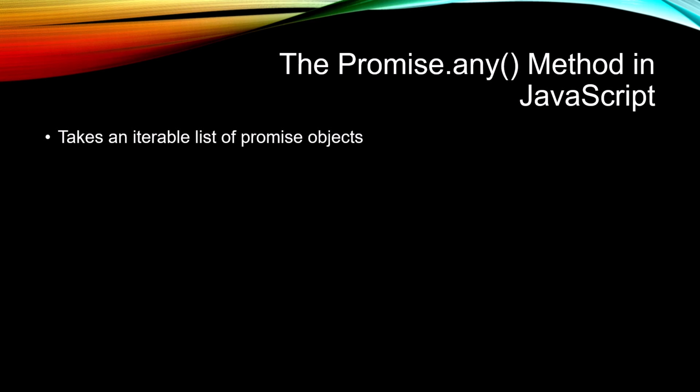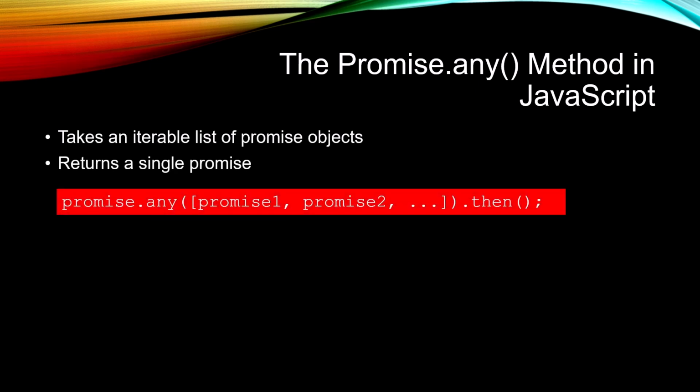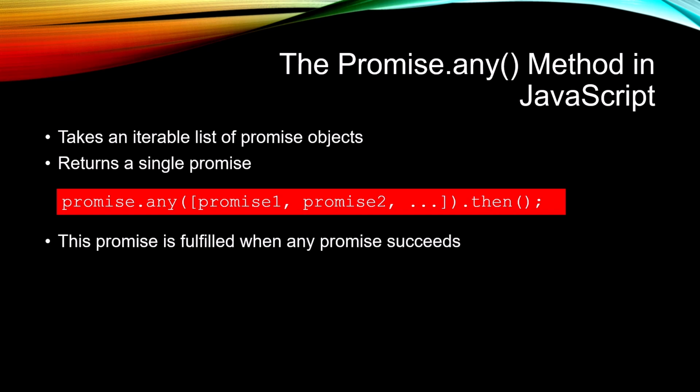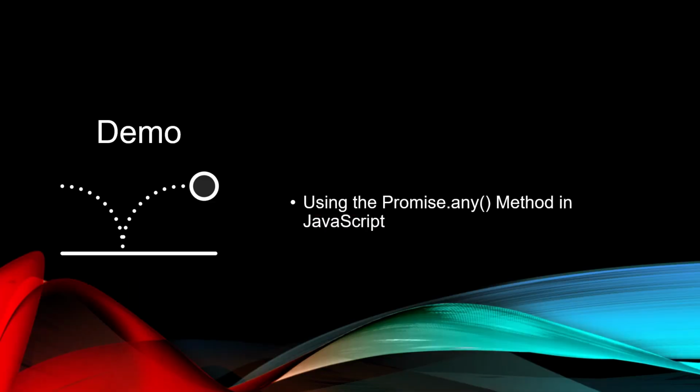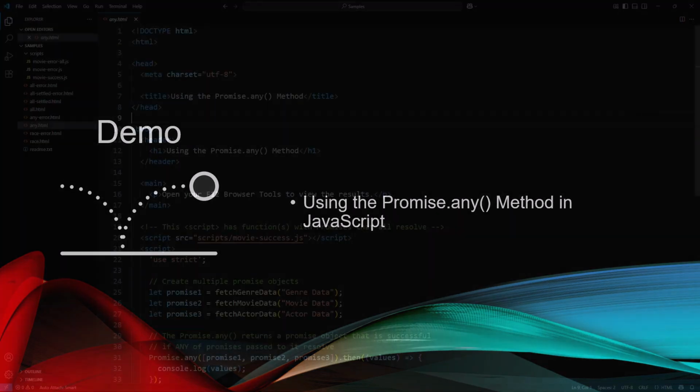Let's now take a look at the Promise.any static method. This one also takes an iterable list of promise objects and it returns a single promise. So all of these are basically the same in how they process things. But this promise is fulfilled when any promise succeeds, and the promise is rejected if all promises are rejected. Let's take a look at using the Promise.any method in JavaScript.